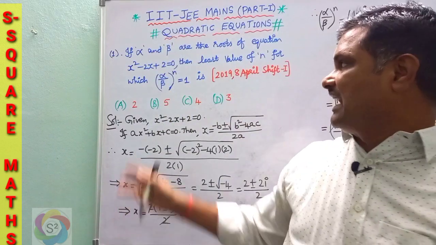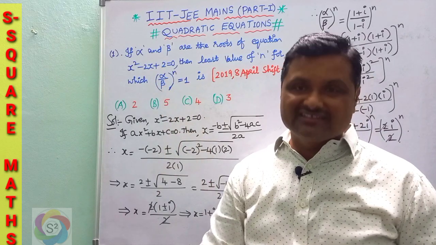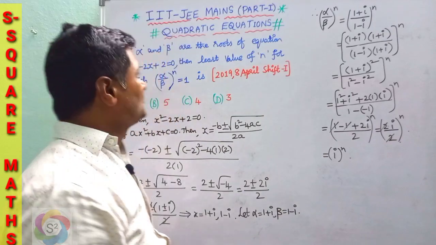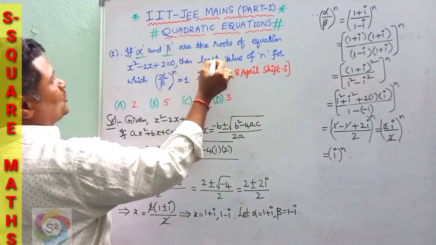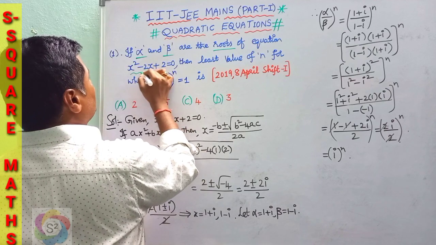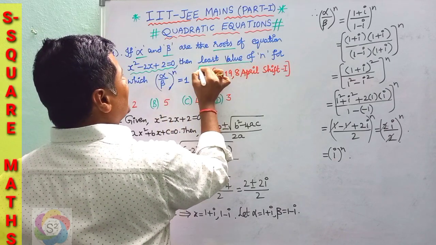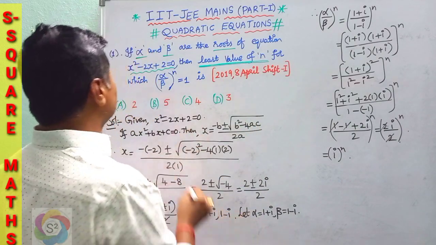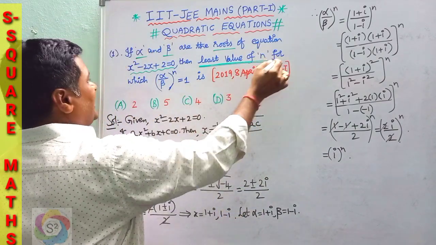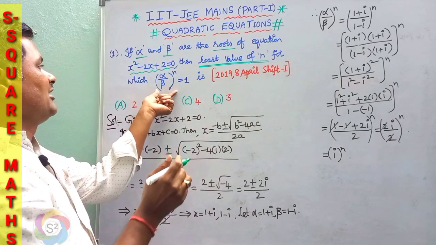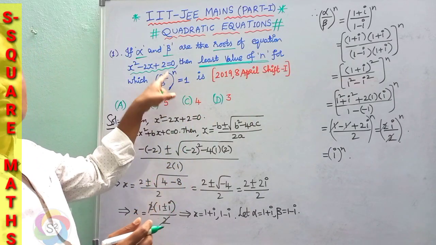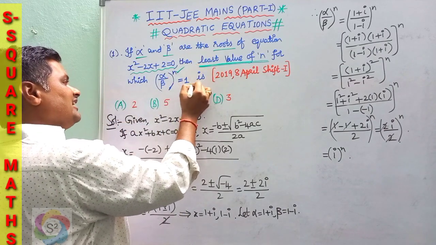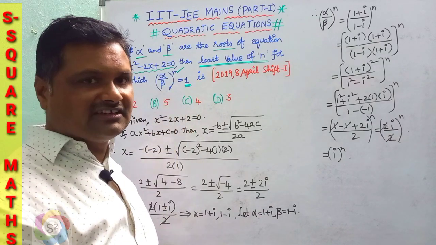But what is our question? (α/β)^n = 1. Let us analyze the problem now. Here we are at the end of the problem. If α and β are the roots of this quadratic equation, then the least value of n for which (α/β)^n is equal to 1 is, please be careful, what is the minimum value of n for which we should get this fraction as 1, that we have to consider.